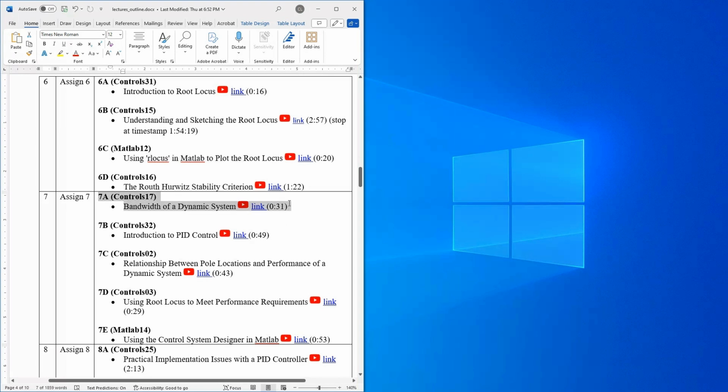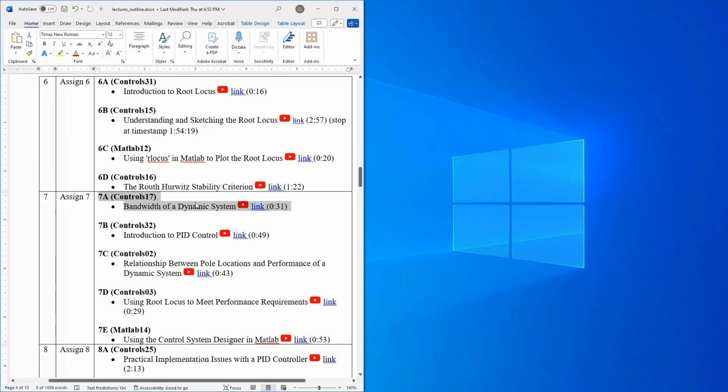The first thing we're going to do during week 7 here is have a quick discussion on bandwidth of a dynamic system. So bandwidth is another performance metric. You know, we talked earlier about things like percent overshoot, rise time, settling time, things like that. The bandwidth of a dynamic system is another very common performance metric that will be important. And we're going to see that the bandwidth of a dynamic system is usually a function of the type of control system and your control design.